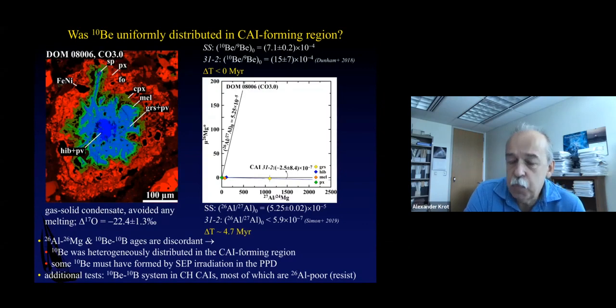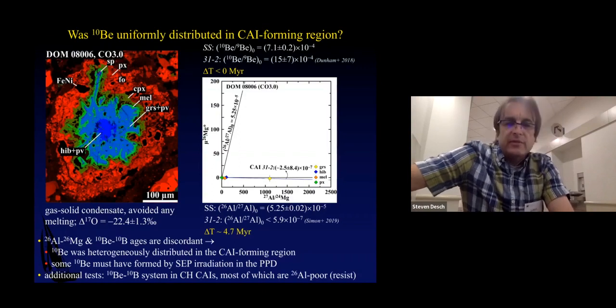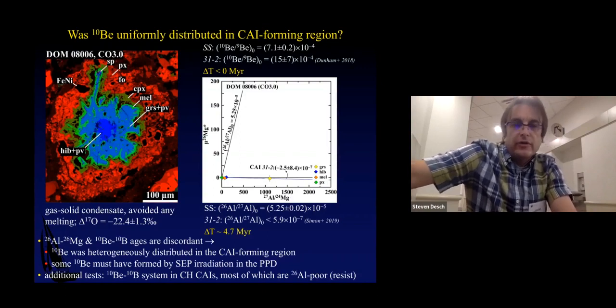Yeah, so this is a great example. I'm going to interrupt, Sasha. This is a great example, and it's a demonstration of how pre-solar hibonite is making its way in. This aluminum-26 measurement is dominantly, I believe, from spots in the hibonite, and I think what you're looking at is pre-solar hibonite, whereas the beryllium is coming from the melilite.